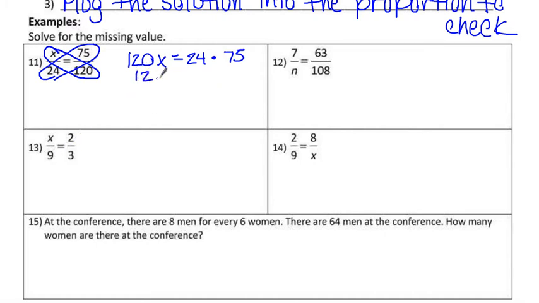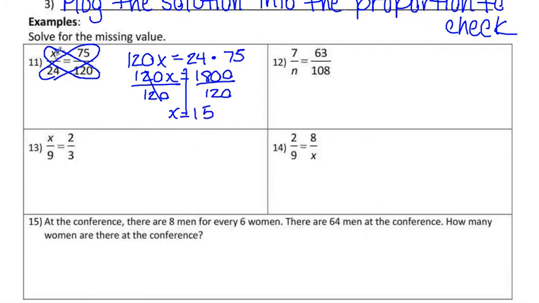So this is still 120x. 24 times 75 will be 1,800. Now I'm going to solve it like I'd solve an equation. 120 times x, I have to do the inverse, so I'm going to divide by 120 on both sides. Cancel. I'm left with x equals 15.